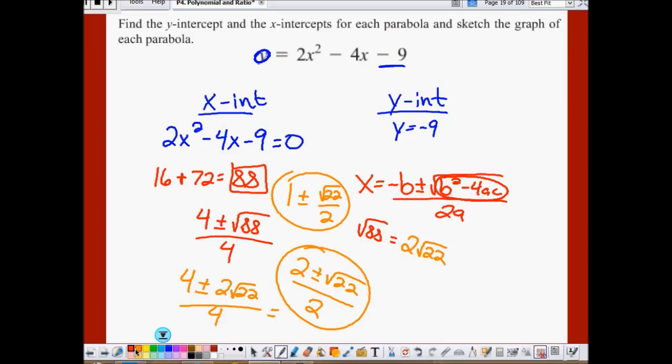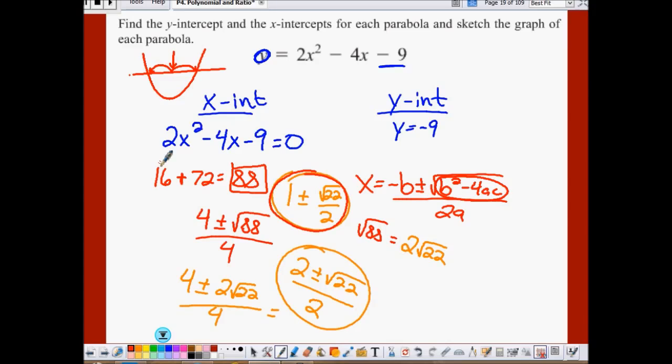I do want to point out, while you're writing this down in your notes, your x-intercepts, parabolas are symmetrical. If one of my x-intercepts is 1 plus root 22 over 2, and you could write that as a decimal if you wanted to, you could put root 22 divided by 2 in your calculator, get that as a decimal. But if one of your answers is 1 plus root 22 over 2, your other answer is 1 minus root 22 over 2, and it's symmetrical. Can you tell me what value is right in the middle of there? 1. So what is 1? X equals 1 would be your axis of symmetry.